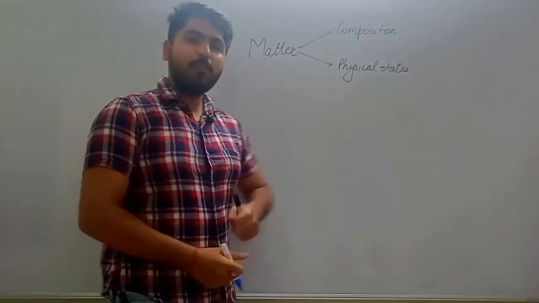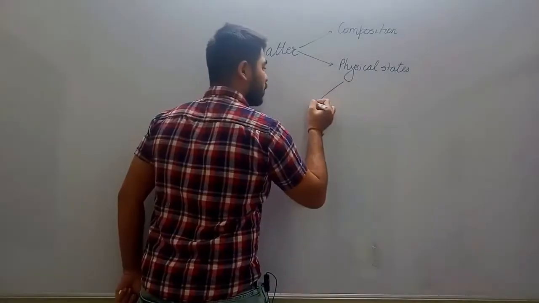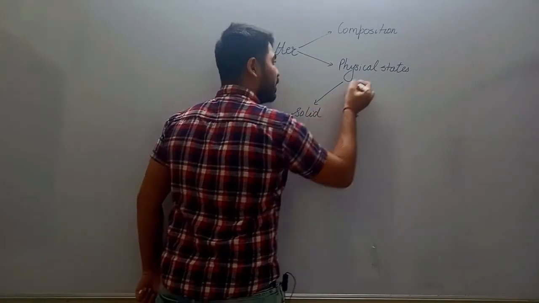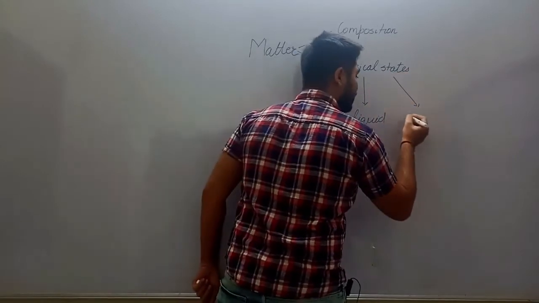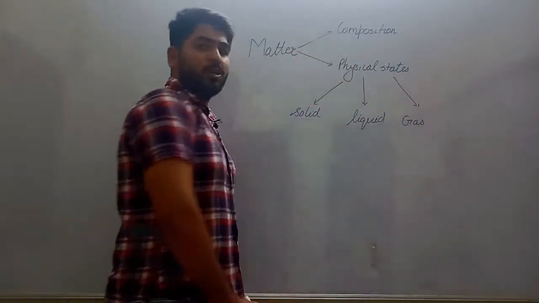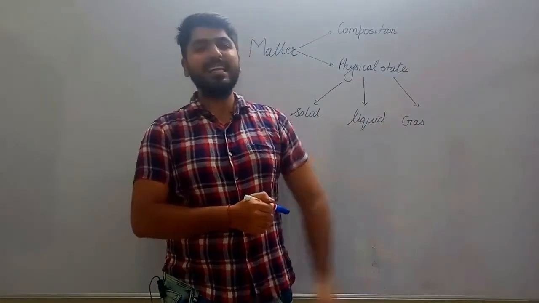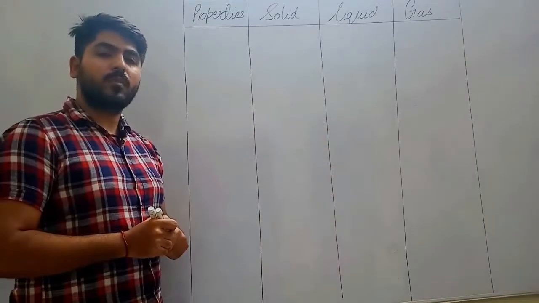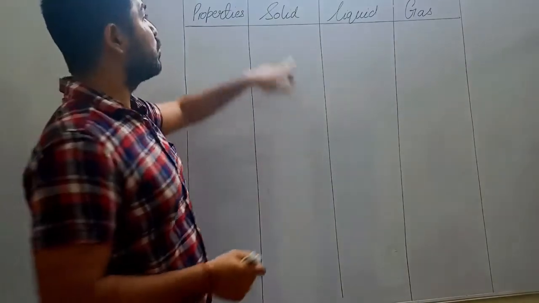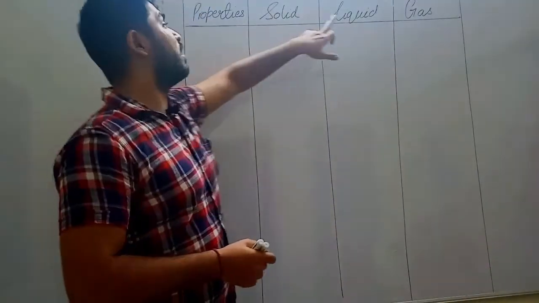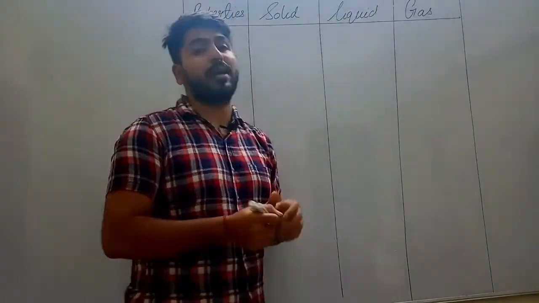So, on the basis of physical state, matter can be classified into solid, liquid, and gas. So now, let's see what is the difference between solids, liquids, and gases. We'll see the difference between these three different states of matter.